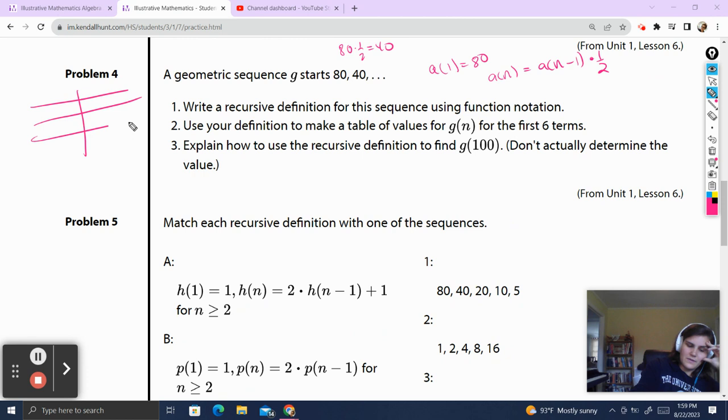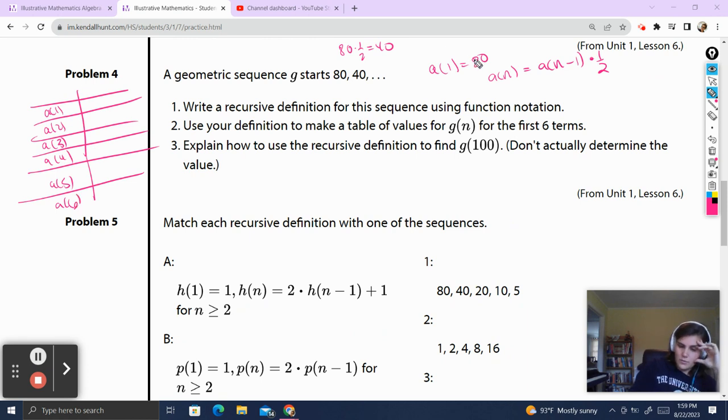Use your definition to make a table of values for the first 6 terms. So this time it specifically asks for a table of values. So let's go. We're going to have a of 1, a of 2, a of 3, a of 4, a of 5, and a of 6. Our first term is 80. We multiply by 1/2, which is going to be 40, 20, 10, 5, and 2.5.